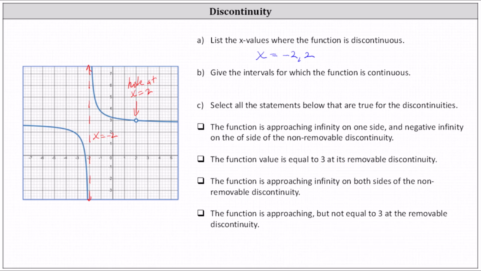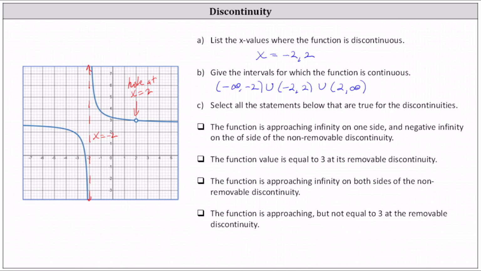Well, if we know where the function is discontinuous, everywhere else the function is continuous. Notice the function is continuous to the left of x equals -2, which is the open interval from -infinity to -2, union the open interval from -2 to 2. And then the function is also continuous to the right of the hole, which is the open interval from 2 to infinity. Part C, select all the statements below that are true for the discontinuities.